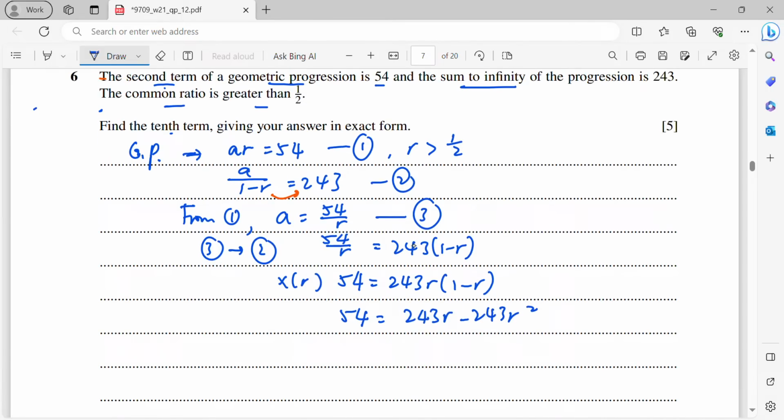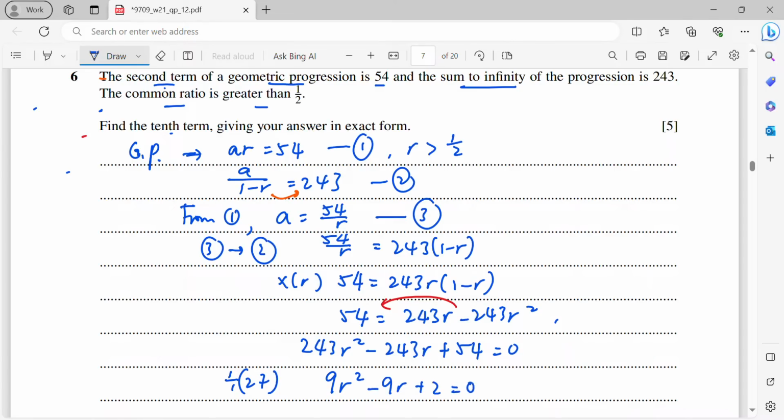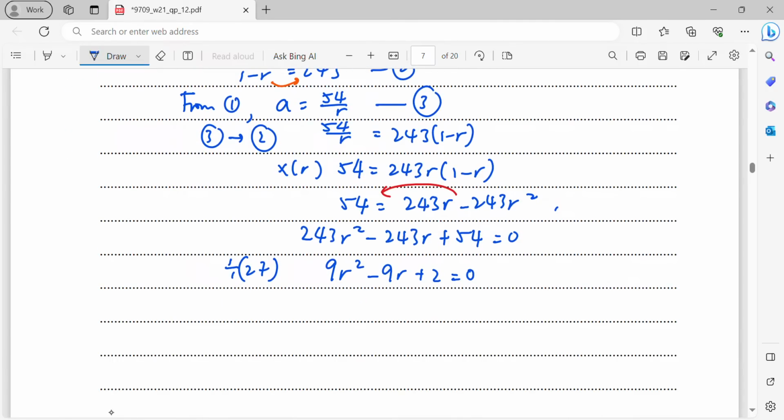And now I get a quadratic equation in terms of R. So I will move all the terms to the left hand side because I need to get positive R squared. Then it will be 243R squared minus 243R plus 54 equals 0. And to simplify this, you can divide the whole equation by 27. Then you will get 9R squared minus 9R plus 2 equals 0. Okay, and this quadratic equation can be factorized into two linear factors. First linear factor is 3R minus 2. Second linear factor is 3R plus 1.